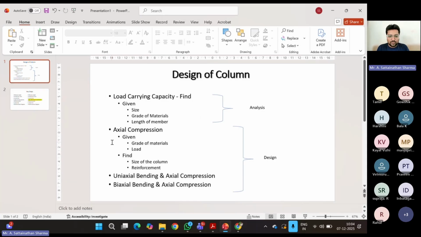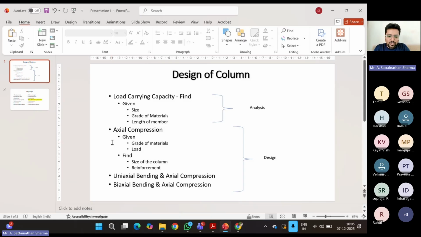So the design problem is very important, more important than the load carrying capacity. That doesn't mean that load carrying capacity will not come. I'm not saying that. It's a very easy problem, just a one step problem. So you may get it for 2 marks or 6 marks or 8 marks, whatever. Whereas the design problem is a pure 16 mark question.